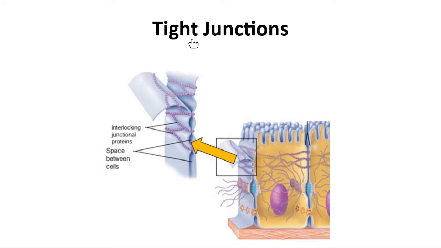Tight junctions fuse the membranes together. Remind me, desmosomes, they don't fuse the membranes together, but what was their job? Why were desmosomes important?